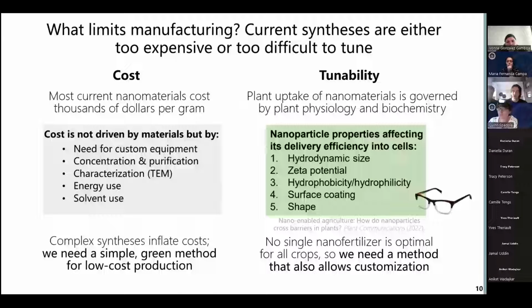But the tunability of these nanomaterials is also really important, echoing what Yvonne said. This is from a paper that's talking about the main factors that affect how nanomaterials get uptaken into plants. It can be things like the size, the charge, the coating, the shape of the nanomaterials. And so there's really no single optimal nanofertilizer for all crops. An analogy that's helpful here is a pair of glasses. If you made one pair of glasses, even if you can make tons of it really well, it's going to be useful for a very small segment of the population that needs glasses. But if you can customize those glasses to the unique needs of certain individuals, they become incredibly useful. And we think the same principle is true for nanofertilizers.